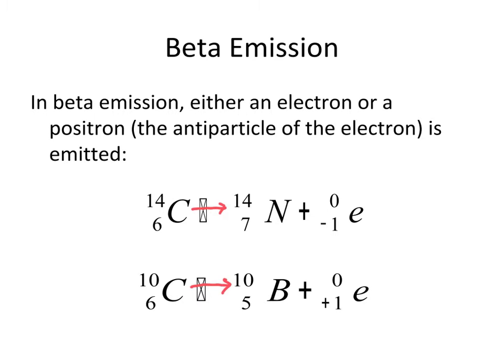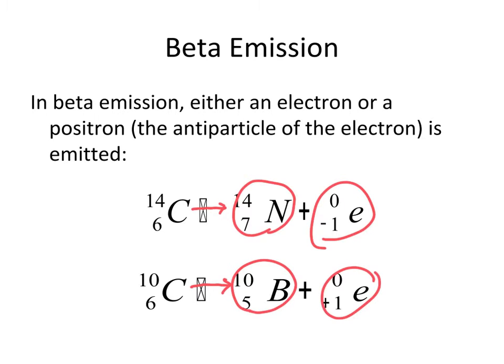So in this case, we see when carbon undergoes beta emission, we end up with a nitrogen nucleus, and in this case, an electron. In the bottom example, we have a carbon-10 nucleus, which produces a boron nucleus and a positron. So one of these is called beta minus, the other one is called beta plus. I'll let you guess which is which.